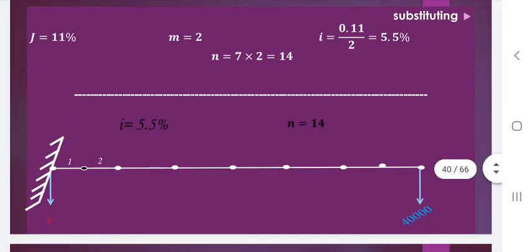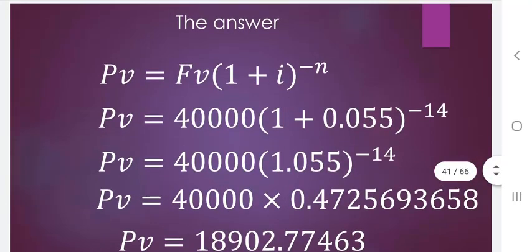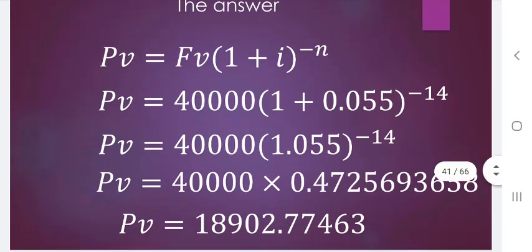Look at the time diagram. We need to calculate the present value. We will use the formula PV equal FV times (1 plus I) to the power minus n. So PV equal 18,902.